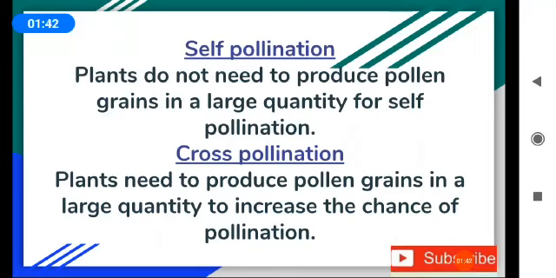But in cross-pollination, flowers depend on agents like insects, birds and wind. So there is a chance of wastage of pollen grains. So these cross-pollinated plants need to produce pollen grains in a large quantity.